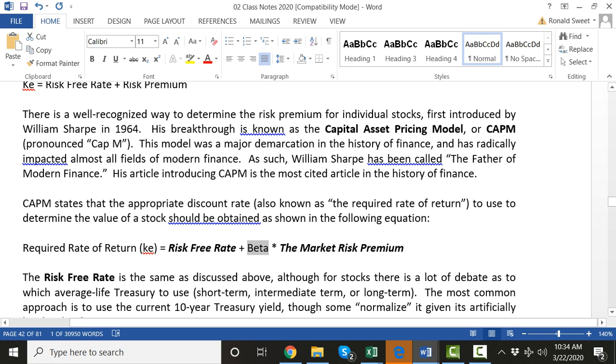We'll have to talk about what beta means. But the capital asset pricing model, this is it. This is the formula. It's a very simple formula. Every finance major knows this. Probably every business major knows this formula.